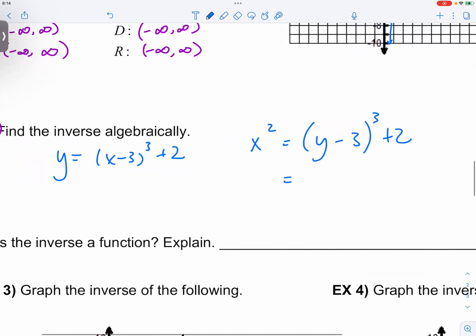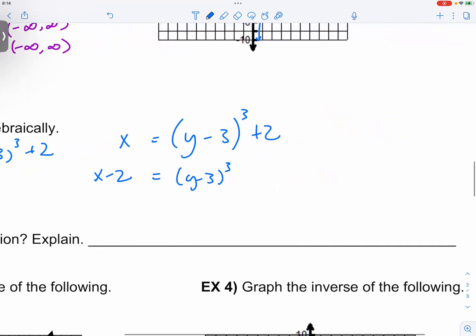Oh, hold on. I bet there's no square. I don't know why I put a square right here. So x is equal to y minus 3 cubed plus 2. You swap the x and y, and then now just go ahead and get y by itself. So x minus 2. You will subtract 2 on both sides to get rid of the plus 2.